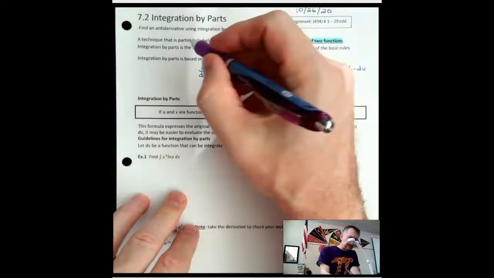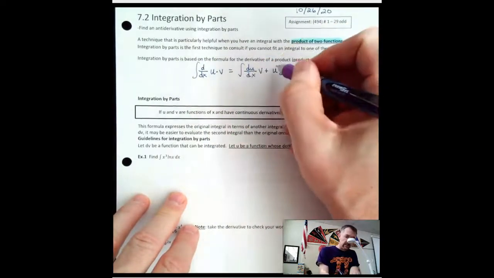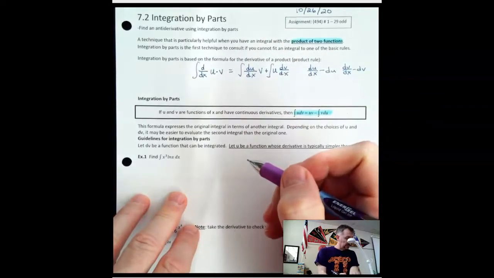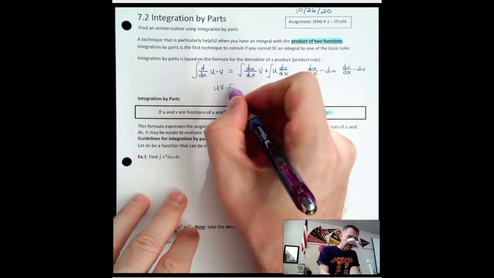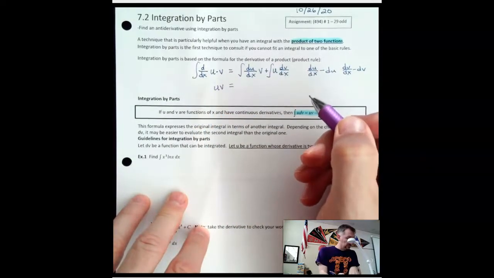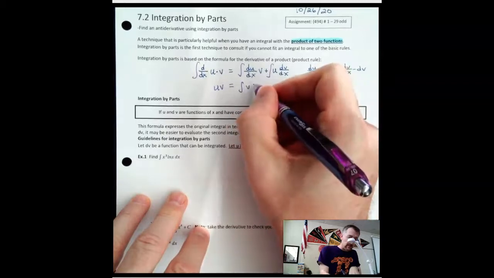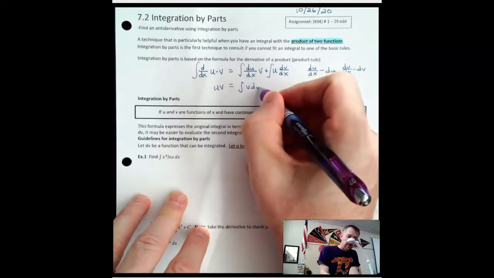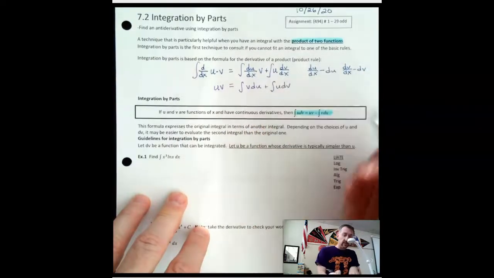So, if we integrate this, what would we get there? Here we would have uv, and here we would just have those two things, except I'm going to rearrange them a little bit. So we would have v du, and then we would have u dv.